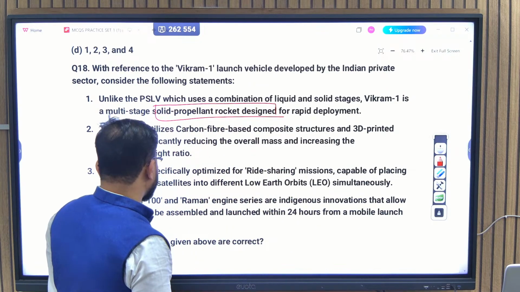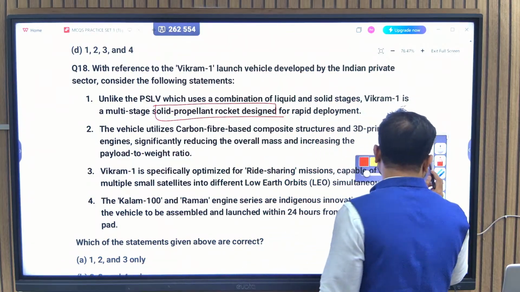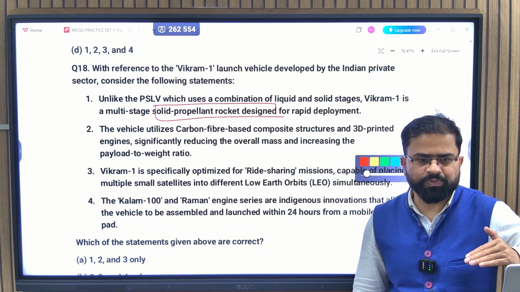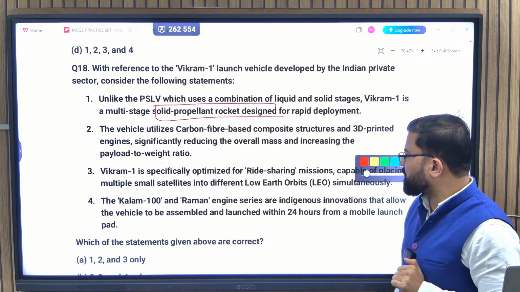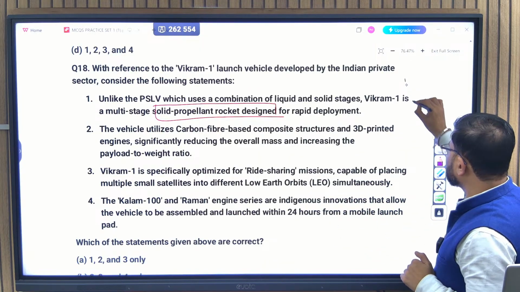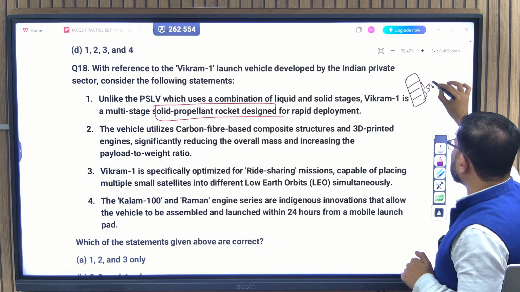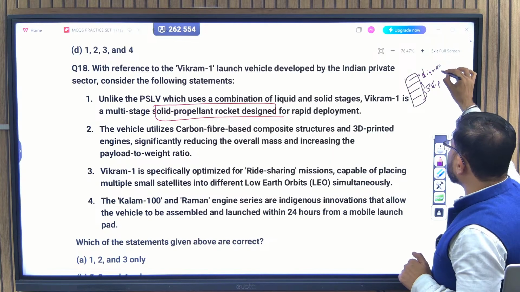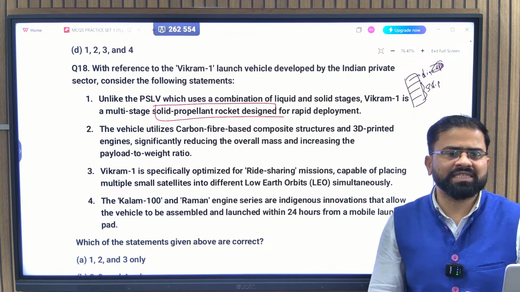deployment. Is it? So, when you talk about the Polar Satellite Launch Vehicle, we have discussed that it comprises 4 different stages. First stage solid propellant, second stage liquid, third stage solid, fourth stage what? Liquid. But when you talk about this Bikram, it comprises 4 stages. The first 3 stages, what will they be? They will all have solid propellant, and finally we will have liquid propellant.